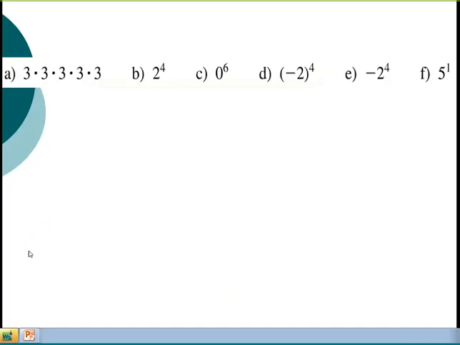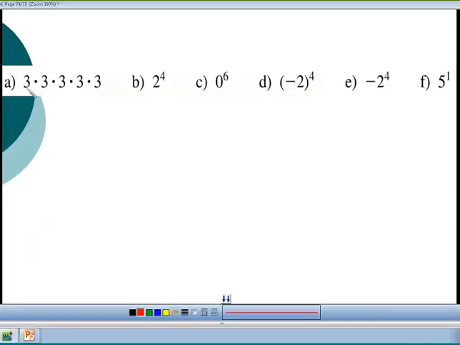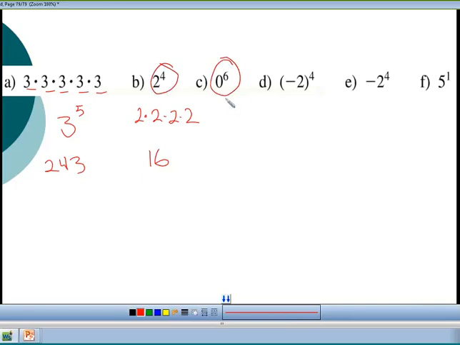And so here we can take this 3 and count that there's 1, 2, 3, 4, 5 of them, and we can rewrite this to be 3 to the 5th power. And if you actually multiplied it out, you get 243. Here we've got 2 to the 4th, which means 2 times 2 times 2 times 2. And if I multiply this, this would be 16. Here, if I have 0 to the 6th power, 0 to any power just means 0 times itself as many times. It's still going to be an answer of 0.